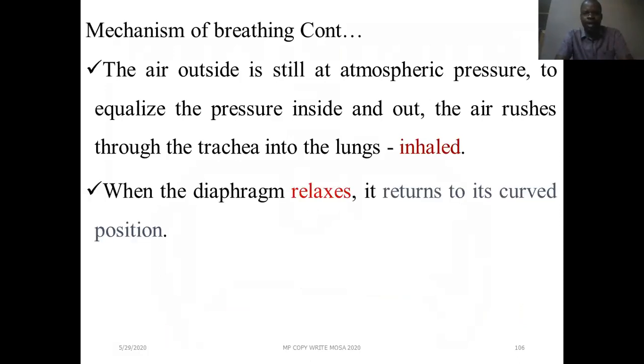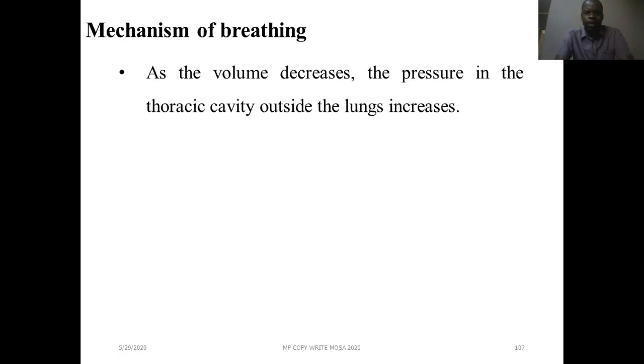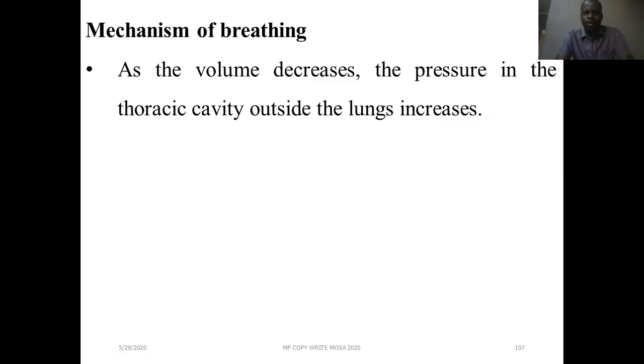When the diaphragm relaxes, it returns to its dome position. The period of relaxation of the diaphragm is when the carbon dioxide is breathed out. This action causes the volume of the thoracic cavity to decrease. As the volume decreases, the pressure in the thoracic cavity outside the lungs increases.